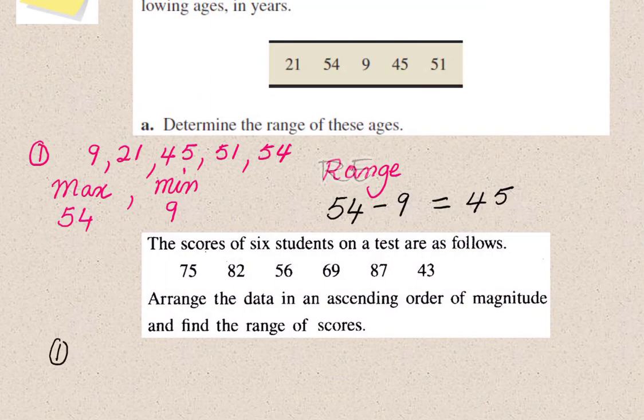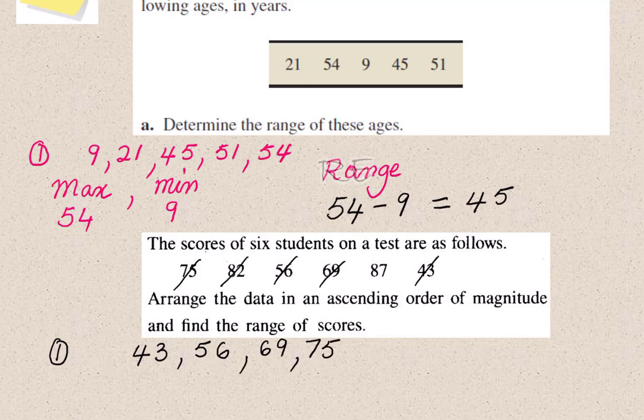6 students took a test. You want to find the range of their scores. List them in increasing order: 43, 56, 69, 70, 75, and then 82, 87.